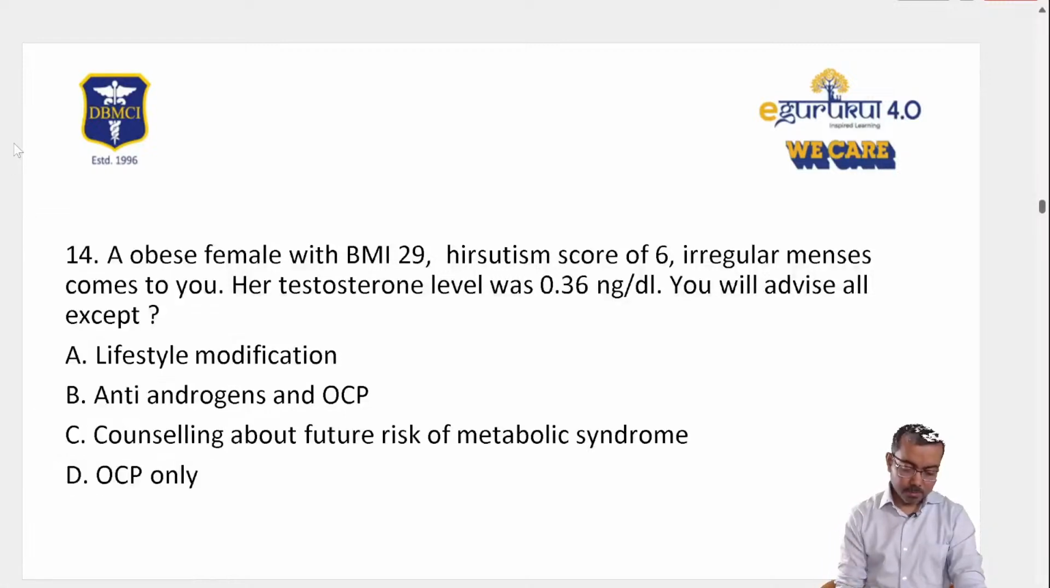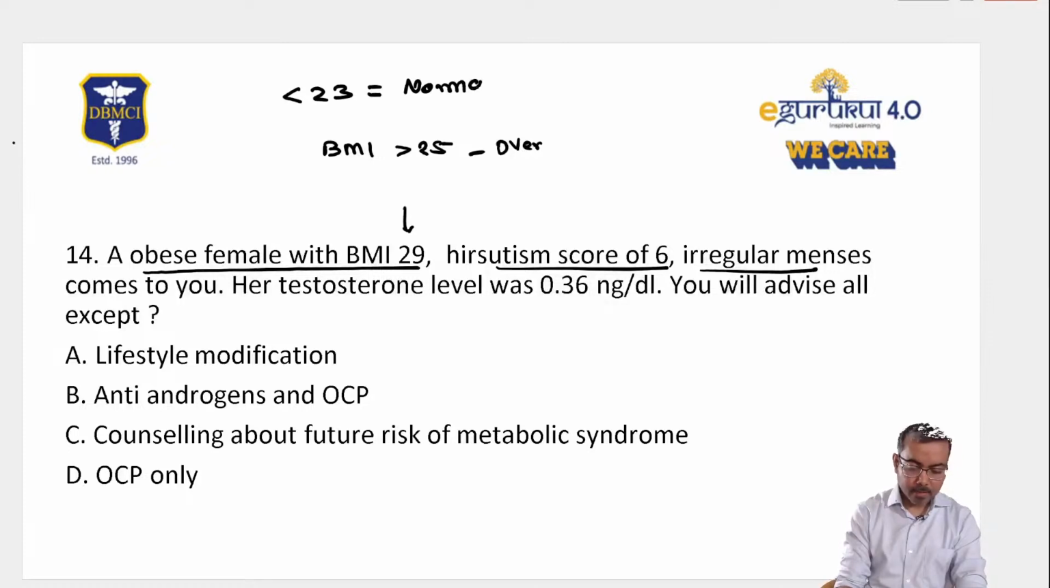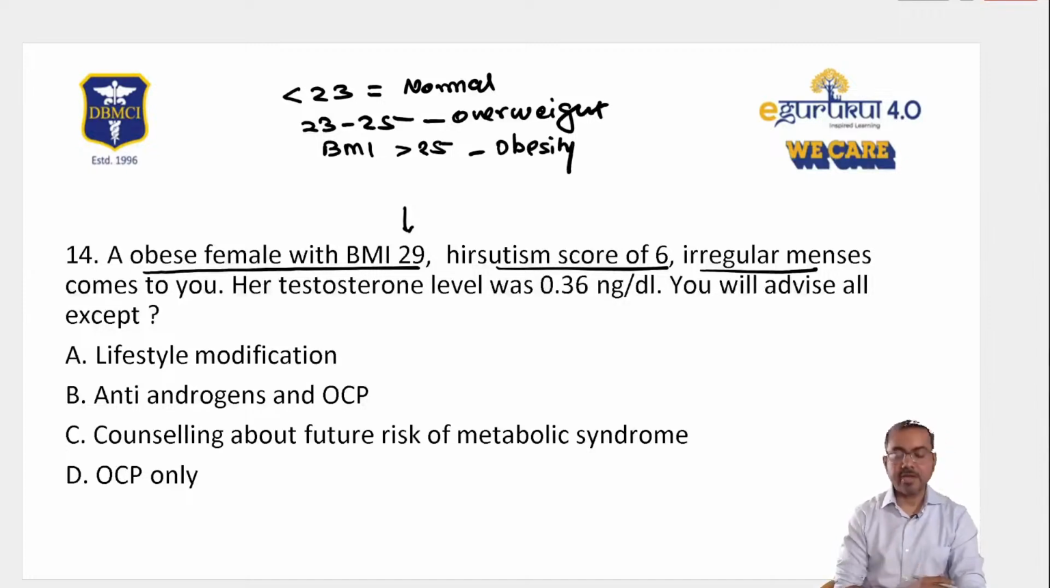An obese female with BMI 29, hirsutism score of 6, irregular menses comes to you, testosterone, you will all accept. Now the BMI guidelines: below 23 is going to be normal. 23 to 25 is going to be called overweight. And above 25 is going to be called obesity. So it's a body mass index of 29.